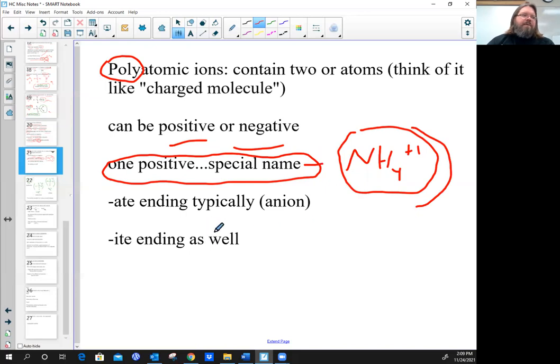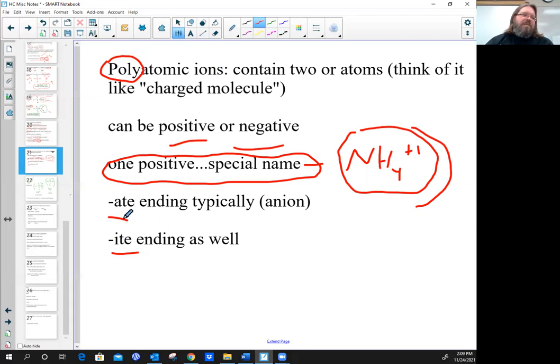But again, in the polyatomic ions list, the selected polyatomic ions, you'll see ATE endings and ITE endings in the name. So SO4 -2, that's sulfate, ATE, okay, as an example. Carbonate, CO3, these are ATE endings.